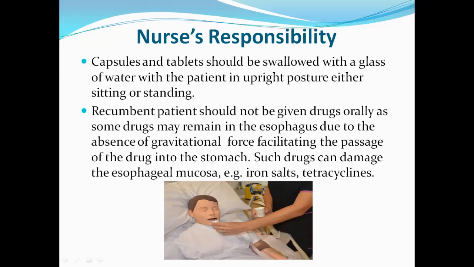Okay, so it is very important as a nurse that we keep these points in mind, that when we are administering the medications, we make the patient sit in an upright position and then only administer the drugs. And in case of a patient who is unable to get up and sit by himself, we have to elevate the bed to an upright position of 90 degrees, and then only administer the drug.